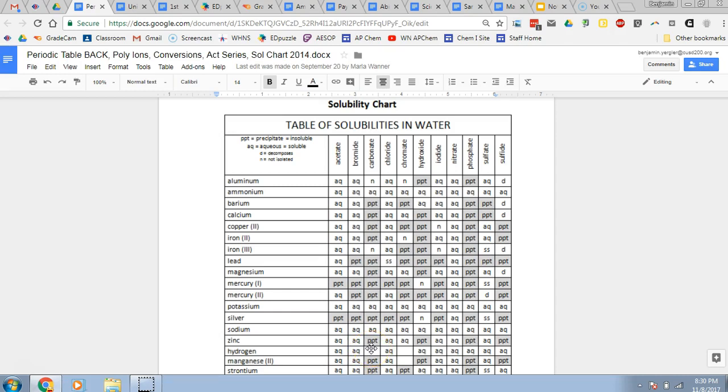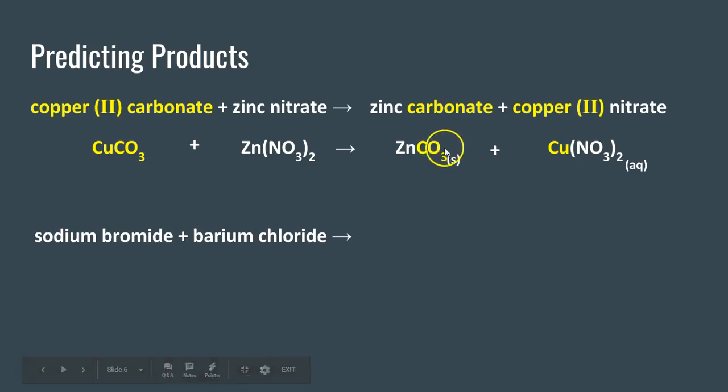The other product was copper 2 nitrate. Remember that nitrates are always aqueous. So if we want to find it, it'd be right here. Copper 2 nitrate is aqueous. So that's just going to stay in solution. So we put a little S after the zinc carbonate because that's our solid, that's our precipitate, and copper 2 nitrate stays as aqueous. All right, next example, sodium bromide and barium chloride.